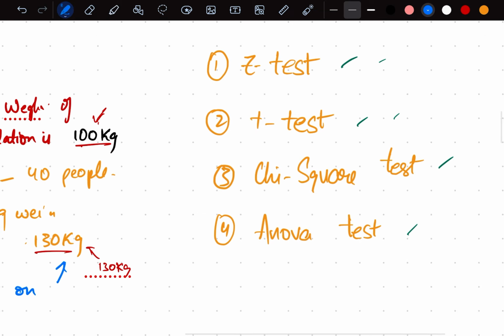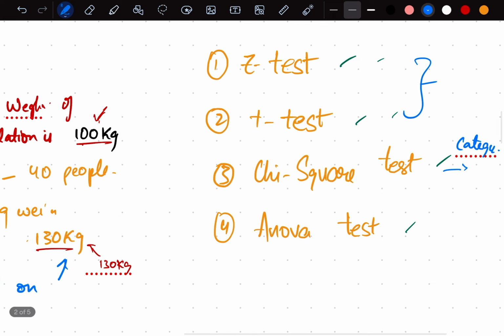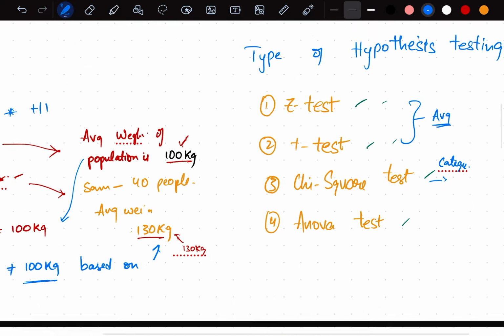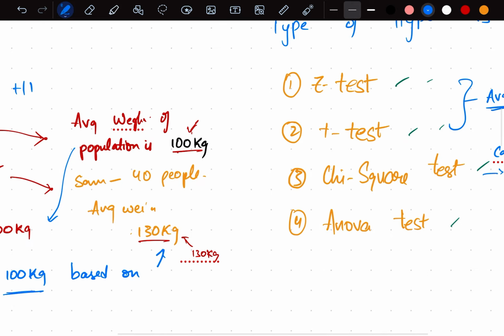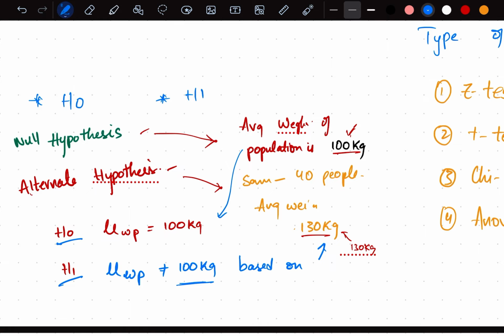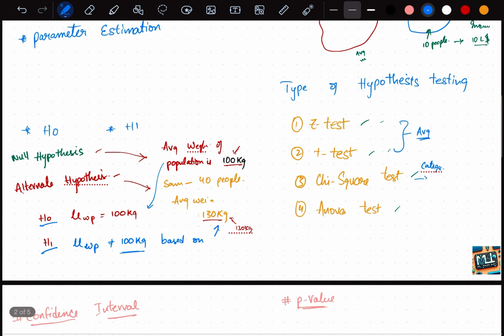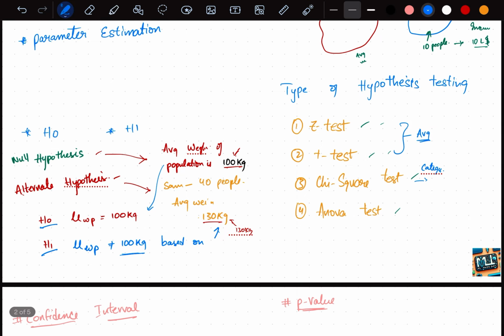testing, we have two different methods, z-test and t-test. Chi-square test is used for categorical data, and ANOVA test is for a different purpose. But in this video, I'll be covering z-test and t-test. Both of them talk about the average of the population or sample that we want to talk about. If the concept is average, then we go with the z-test and t-test. Okay.